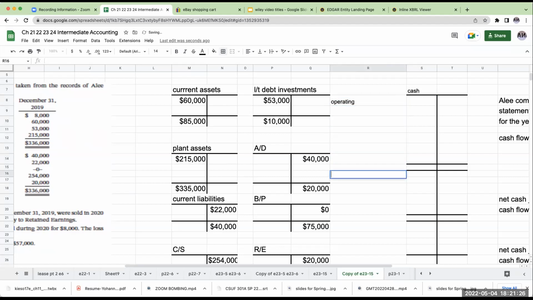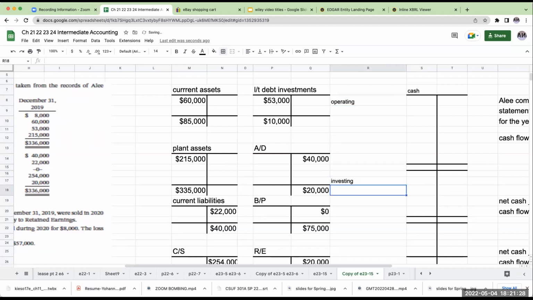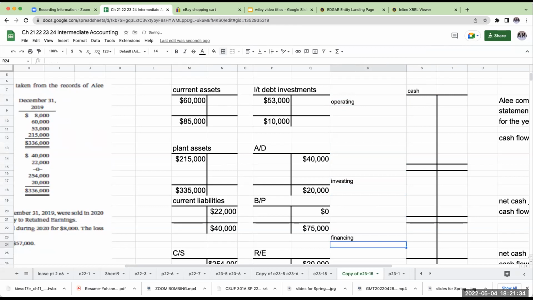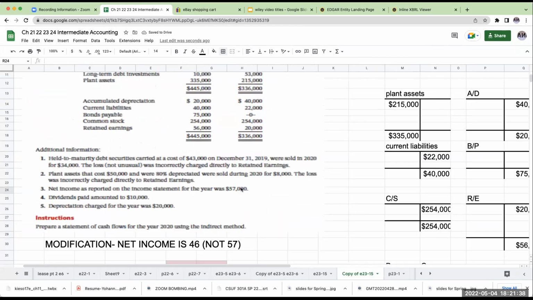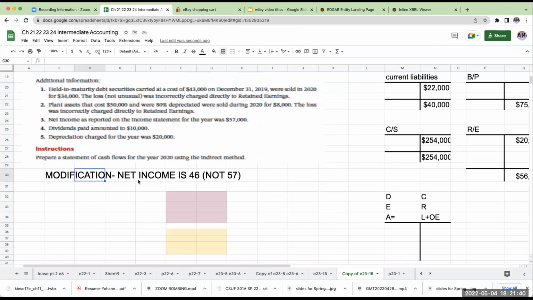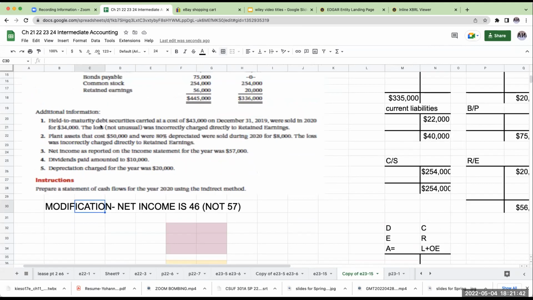Then we're going to come down here and we'll have investing. And then we will come down here and have financing. Okay. Now, there's a lot of things that I don't like about this question, but I'm going to go ahead and kind of cut to it. In part one and part two, they basically say that the loss and then over here for the plan assets were both indirectly charged. They were charged directly to retained earnings.